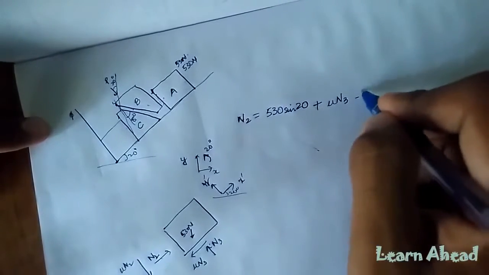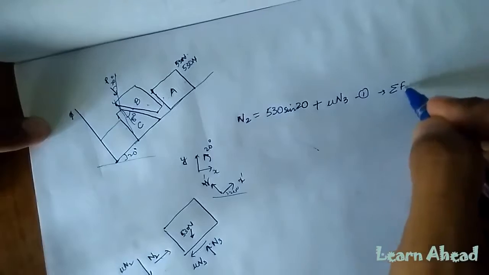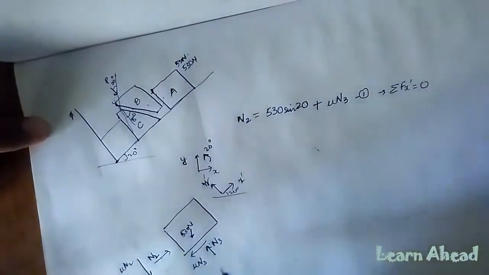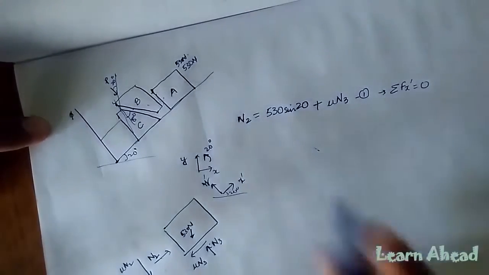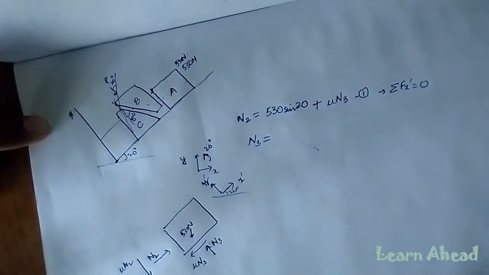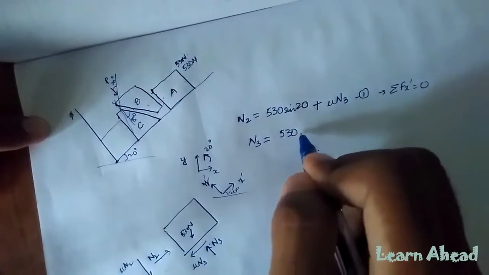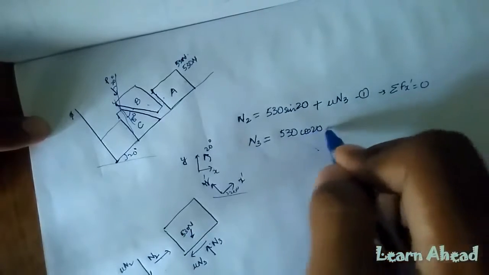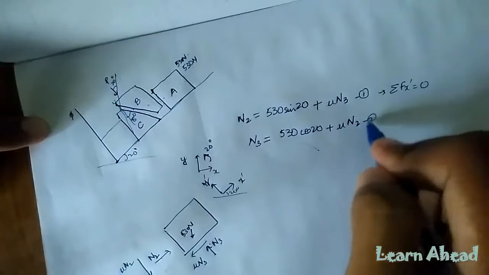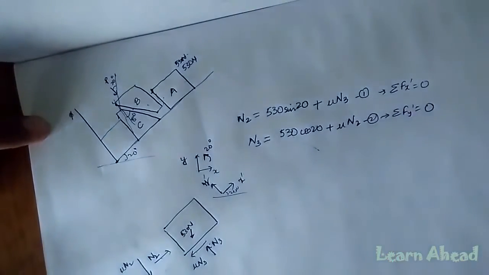So this is my first equation, and I have got it by sigma Fx dash is 0. Now sigma Fy dash is 0. I have to apply that condition also. That will give me N3 equals 530 cos 20 plus mu N2. So this is the second equation I have got, and this by sigma Fy dash is 0.